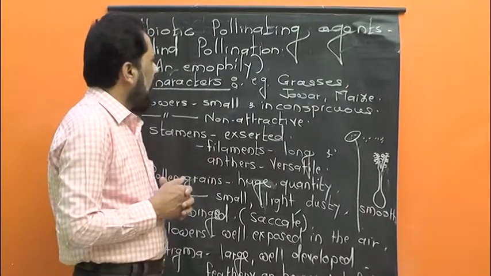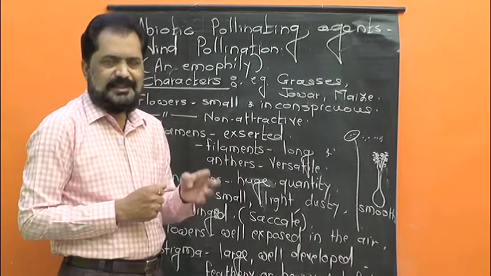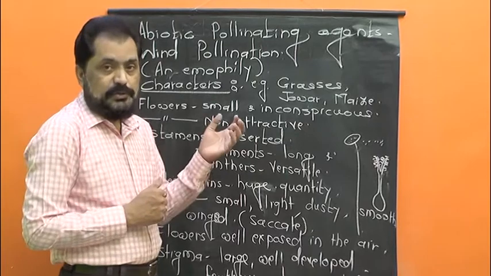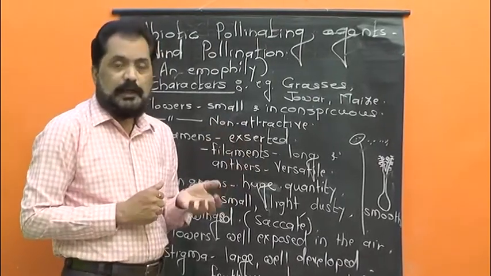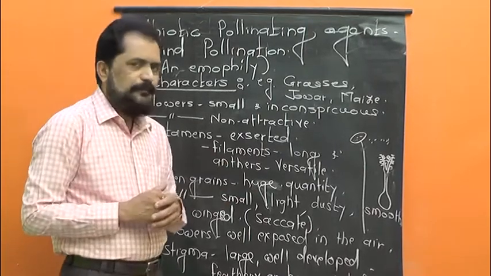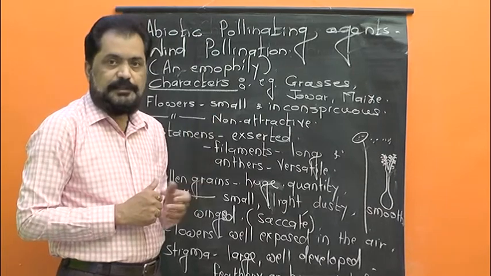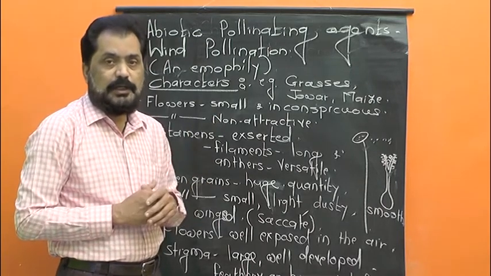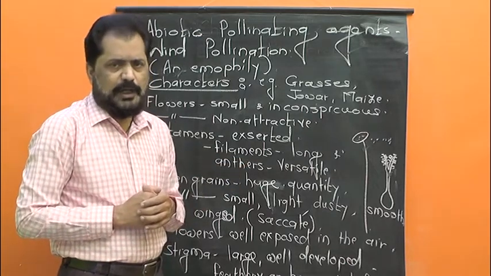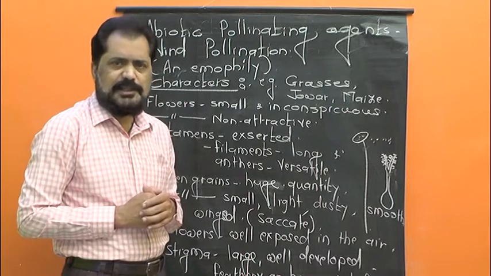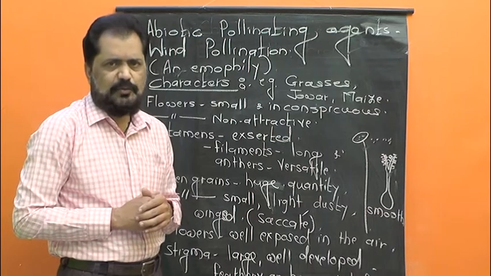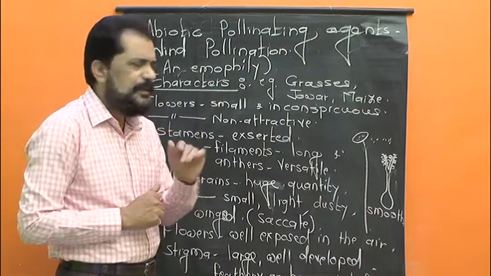I said that anemophily is seen in grasses, in monocot plants such as jowar, maize, date palm. I also said the coconut palm, also cannabis, and so on. Here the flowers are small, inconspicuous, non-attractive, colorless, odorless, also nectarless. Calyx and corolla are highly reduced or even absent.